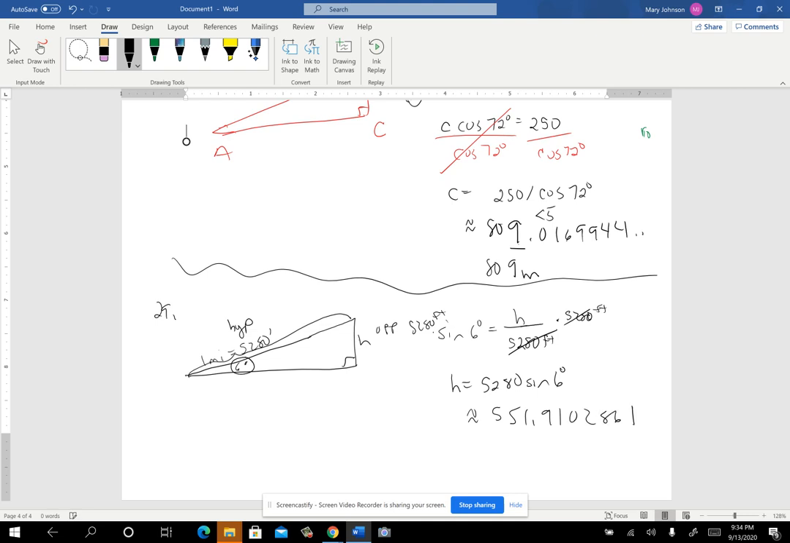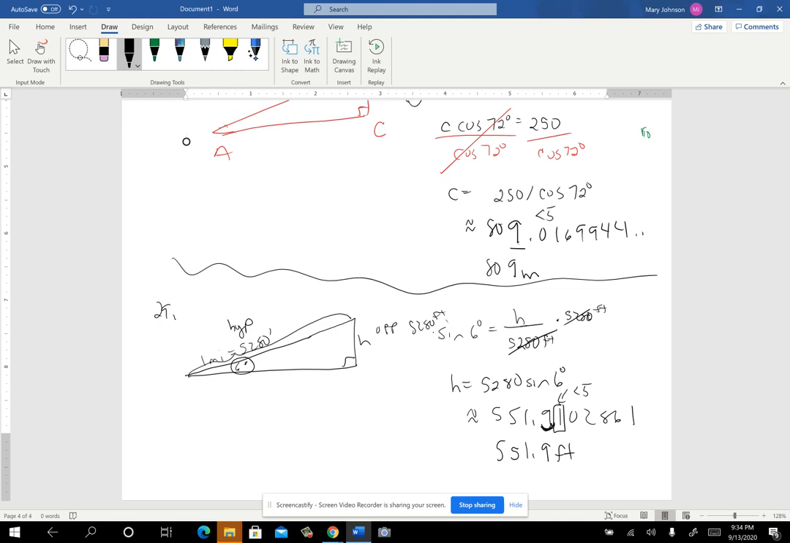551.9102861. And it said to the nearest 1/10 of a foot. 1/10 of a foot, that's 1 decimal place. The number after this is less than 5, so that's closer to 551.9 than it is to 552. It's closer to 551.9 than it is to 552. Okay.